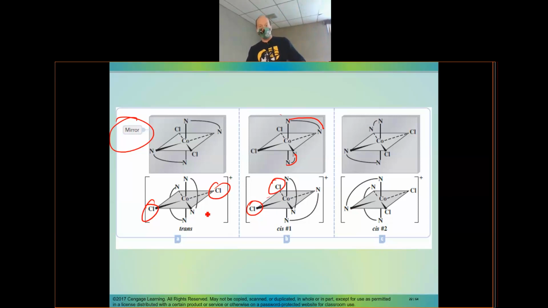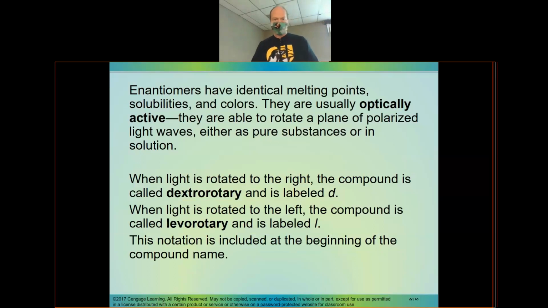How do you test for enantiomers? You take the mirror image and you see if it's exactly the same. If it is not the same, then it is optically active and an enantiomer. All right, so again, yes, enantiomers. The interesting part is they differ only by the direction they rotate the plane of polarized light. All right, so they have identical melting points, solubilities, colors.